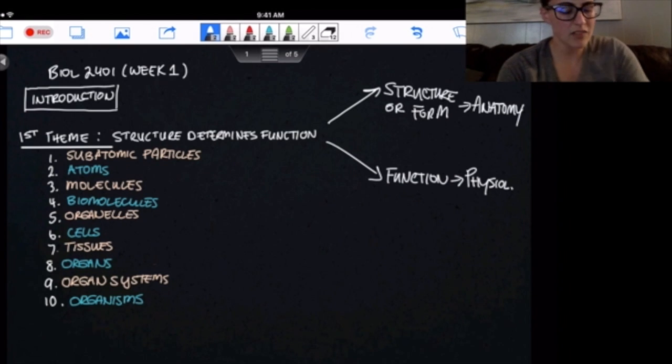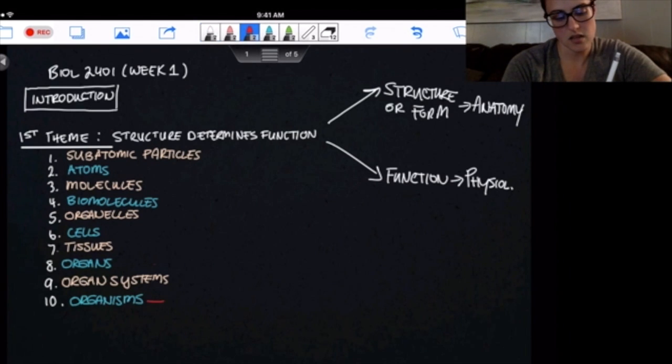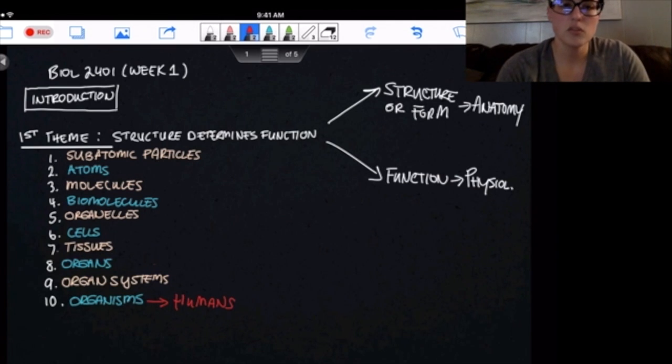Okay. I have a list here of different things going all the way down to 10 organisms. And organisms is humans. Okay. In humans, in structure, remember, structure determines function, the ultimate function. So what type of organism it is determines what type of function it's going to carry out, what the human is going to do. If it's a big human, it might do something like lift heavy weights or be a football player. Okay, so let's go back up to the top.